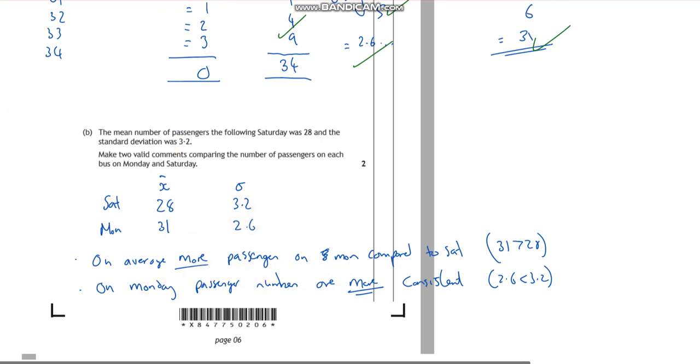And you're going to mark for each of those comments, but just make sure you tie into the question as much as possible. So don't just say this is bigger than this, but what is this number? It is the number of passengers on a bus. So on average, there are more passengers on the buses, something like that. And you're going to mark for your consistency as well. So small standard deviation, more consistent.